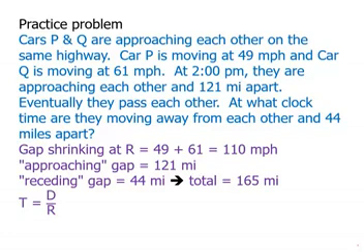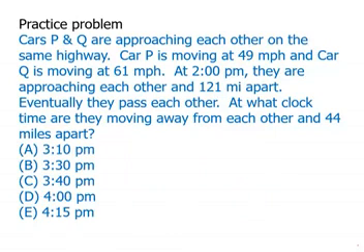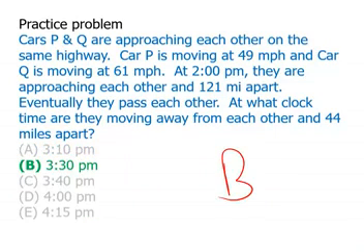And then for time, time is just distance divided by speed. So 165 divided by 110, both of those numbers are divisible by 11. So when we divide by 11, we get 15 over 10, or 1.5 hours. And so 1.5 hours later is when they're 44 miles away from each other. 1.5 hours after 2 p.m. would be 3:30 p.m. So we go back to the answers and choose answer choice B.